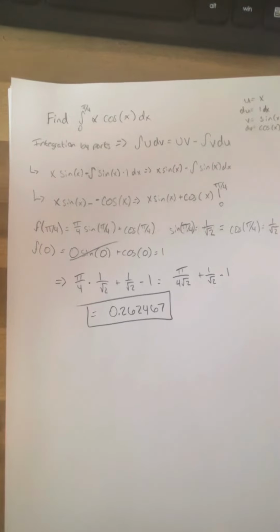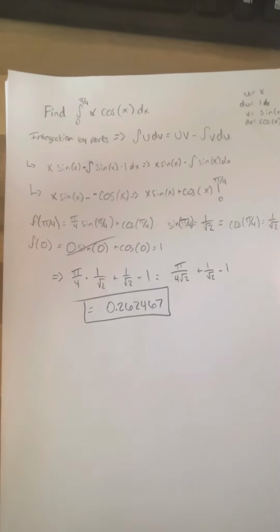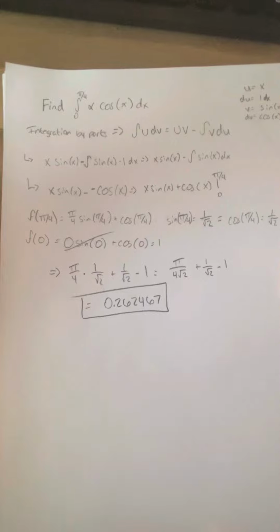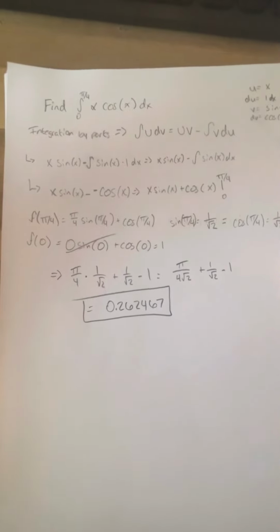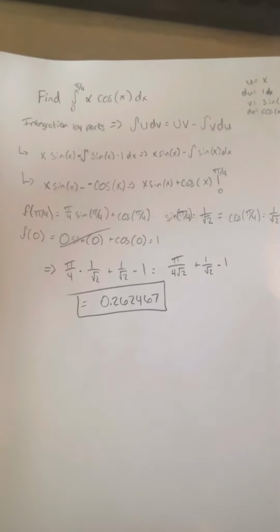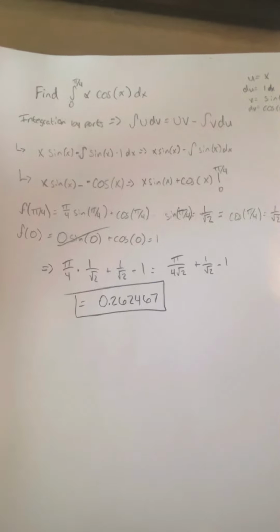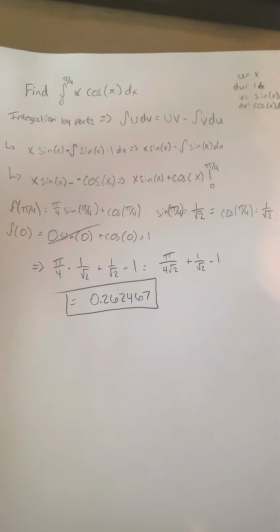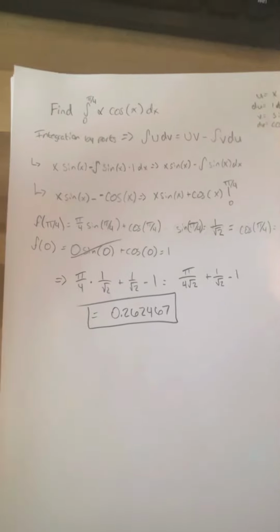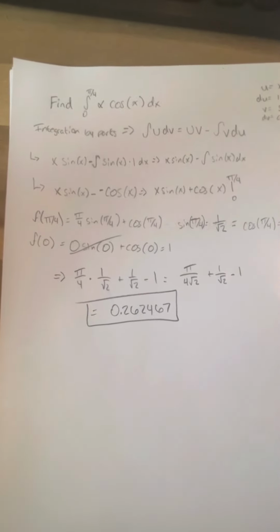We were assigned question 1 for homework set 1, and it's going to be finding the integral from 0 to pi fourths of x cosine of x dx. And for this problem, we felt that integration by parts is going to be our best method.